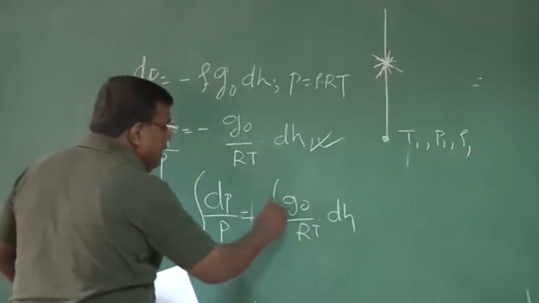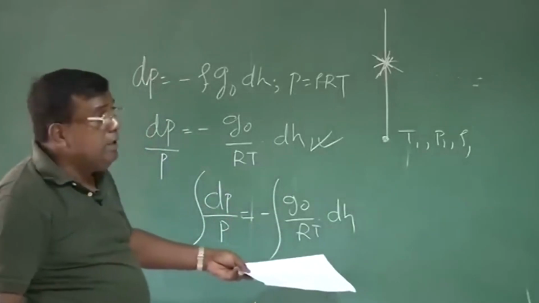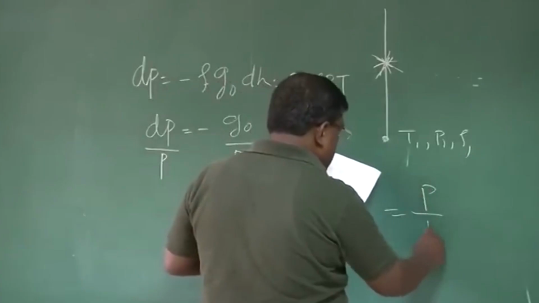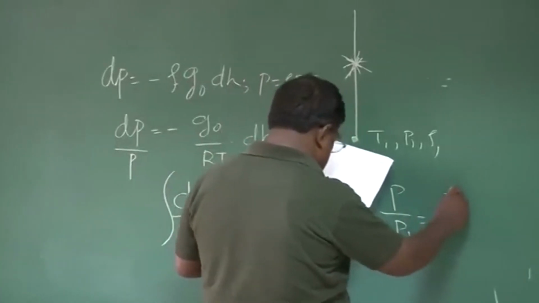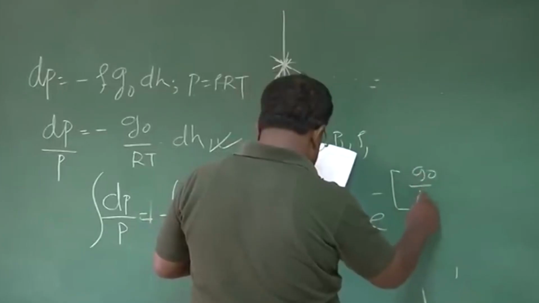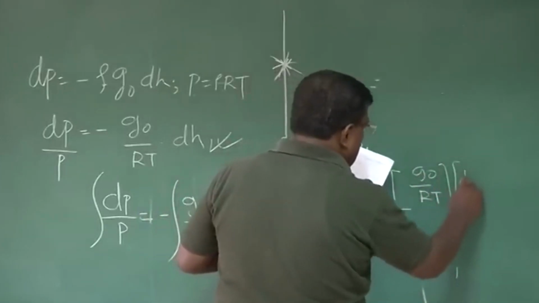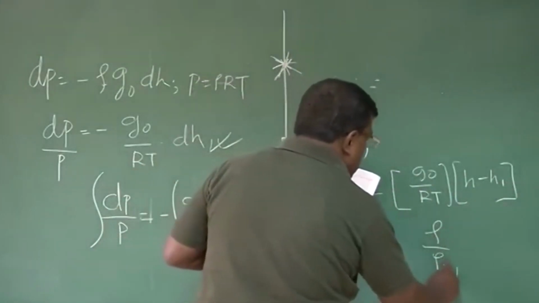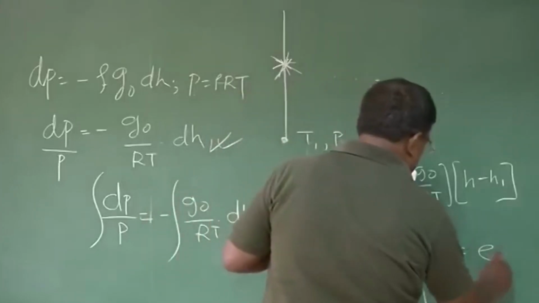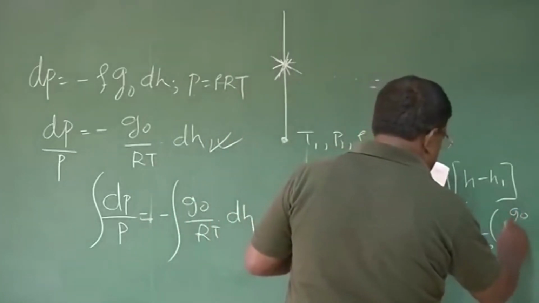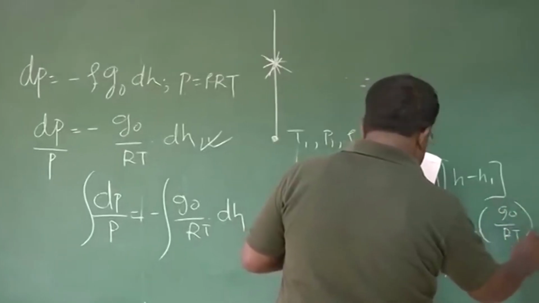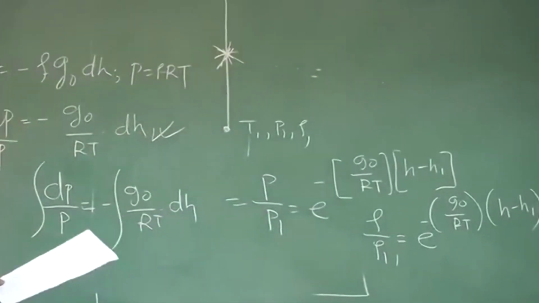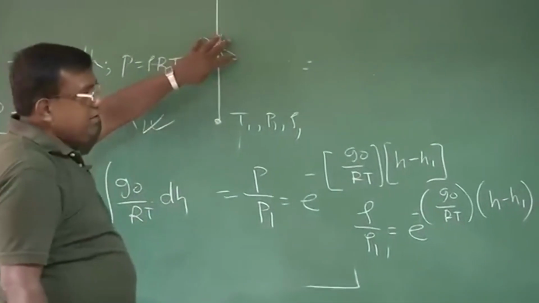If I integrate both the sides, because temperature is constant in isotherm, it comes out. So what do I get? I get P by P1 is equal to e to the power minus g0 by RT into h minus h1. Similarly, I can find rho by rho 1 is equal to e to the power minus g0 by RT into h minus h1. So you could see in isotherm it is very straightforward.